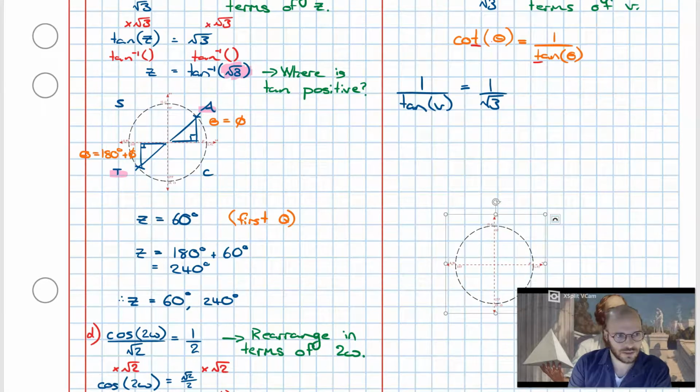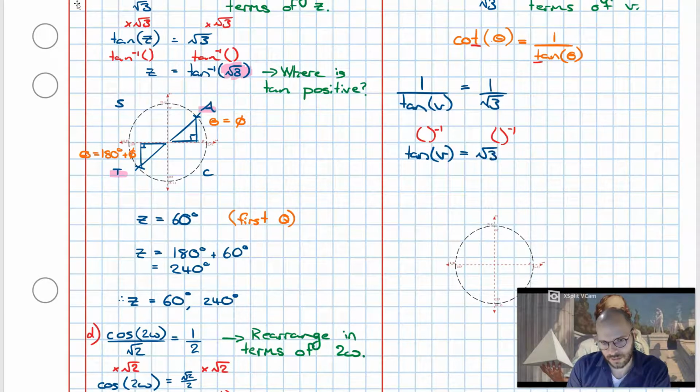Now next step is I'm going to take the inverse. So I'll flip both sides upside down. This is going to yield tan v is equal to root 3. So it's starting to become a lot simpler here. Now the next step is I need to take the inverse tangent of both sides. Carrying this out, we get v is equal to the inverse tan of the square root of 3.